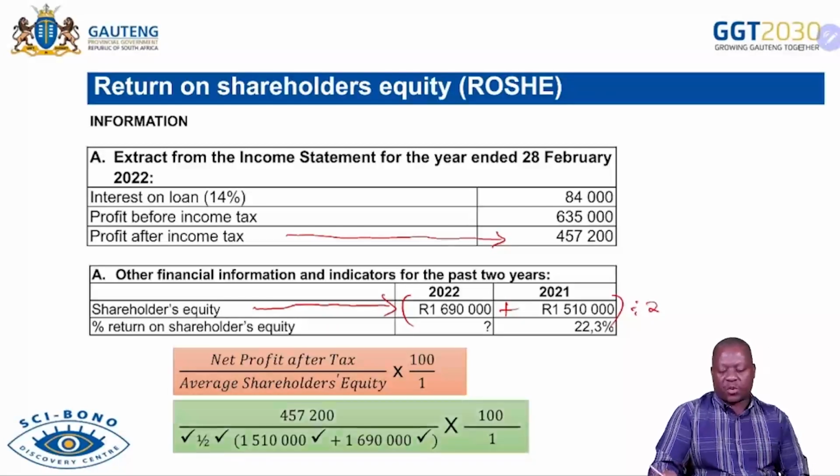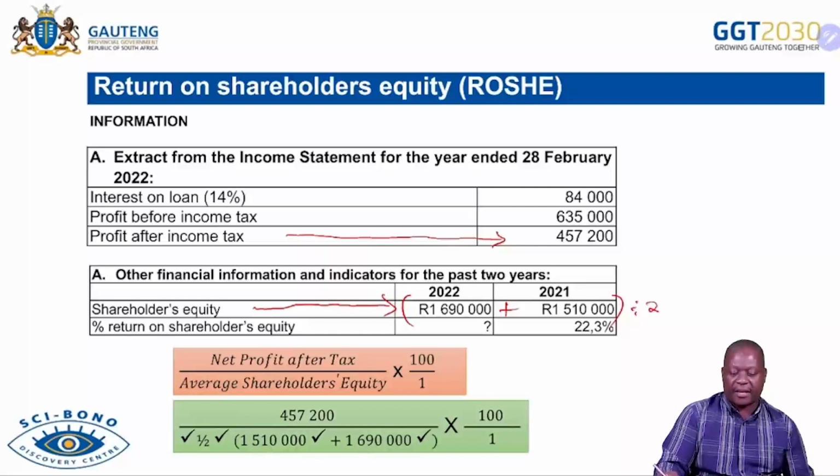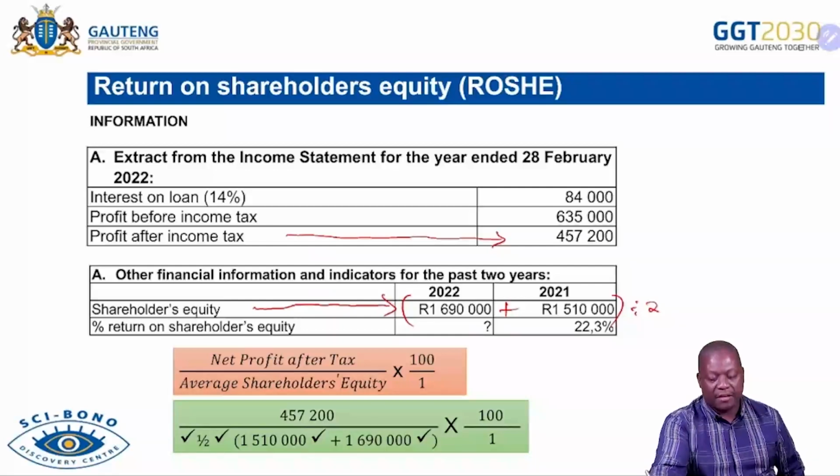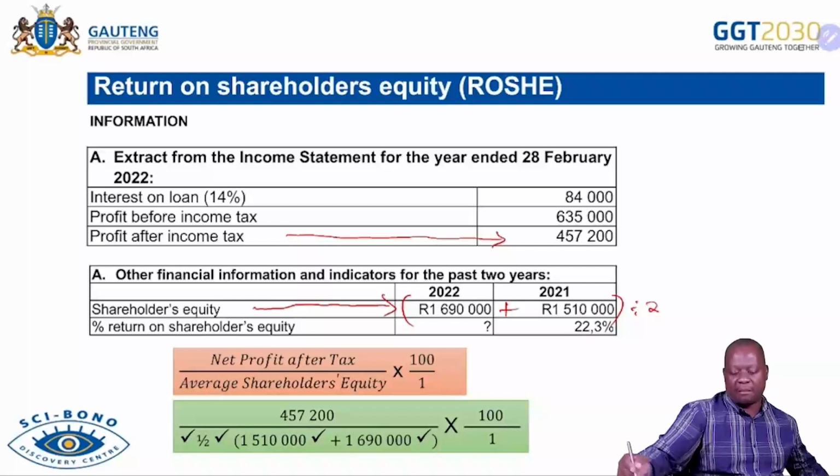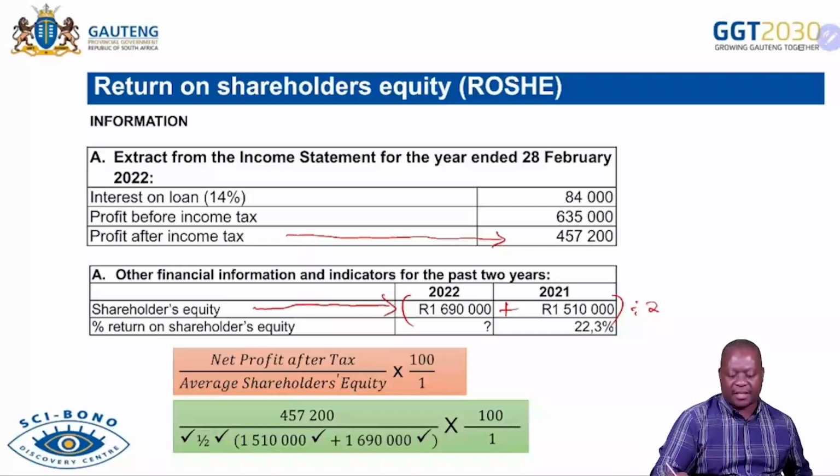Let's take this into our formula. There it is. 457,200 net profit after tax. We divide by half of 1,510,000, which is the balance at the beginning, plus 1,690,000, which is the balance at the end. Remember here, we want our answer as a percentage. So because of that, we multiply by 100.